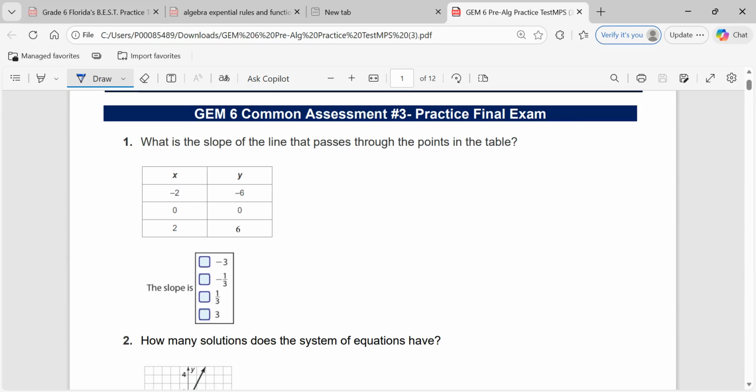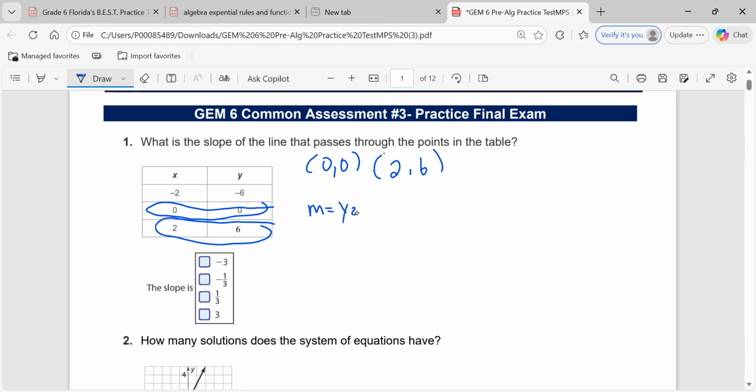Remember, if we want to find slope and I'm given a table, I'll need to pick 2 points. I'm going to pick that one and that one. Doesn't matter which 2 points you use as long as you pick 2 points. So, I'm going to be using 0, 0 and 2, 6. To find the slope, it's y2 minus y1 divided by x2 minus x1. And then, of course, we're going to label our coordinates x1, y1, and x2, y2.